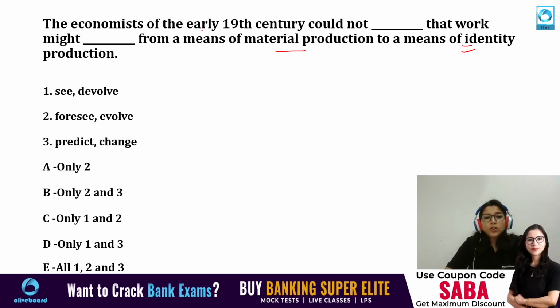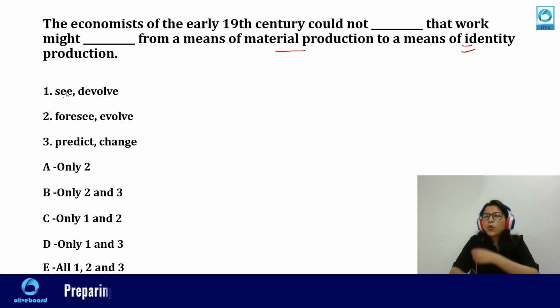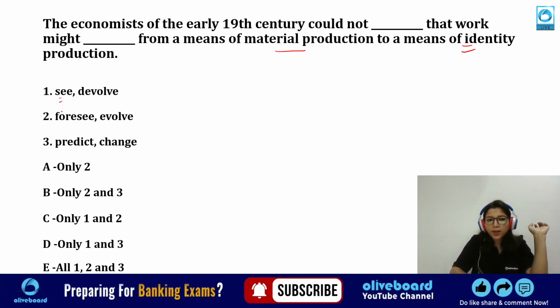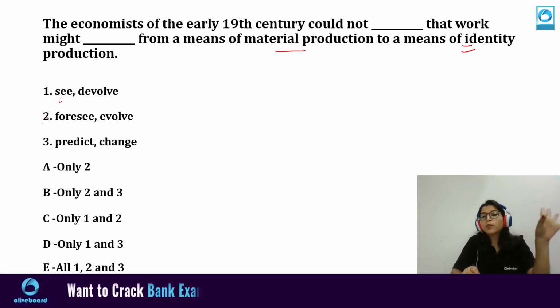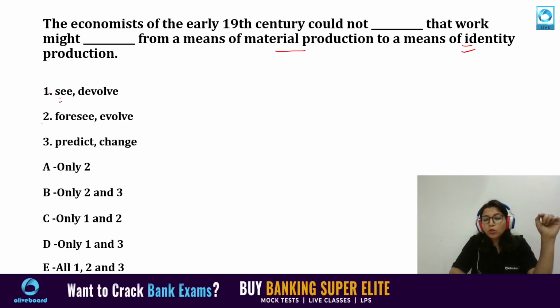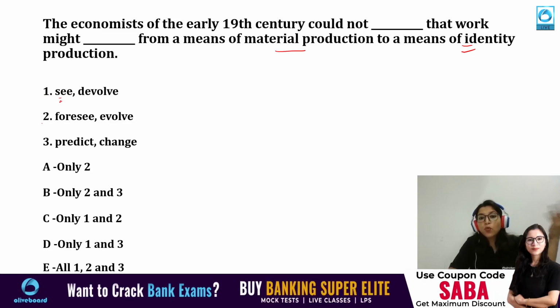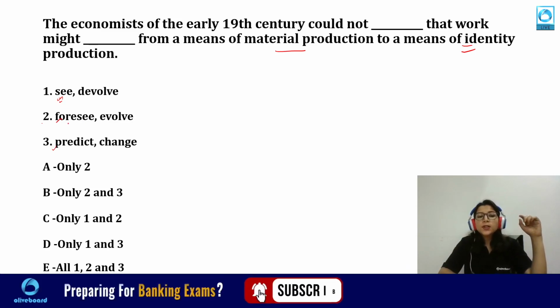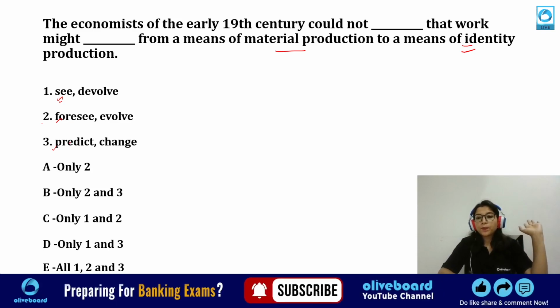Now the economists of the early 19th century could not see that. हो सकता है एक, for time being we can think कि हाँ C हो सकता है. Now here you have to choose such a pair जहाँ पे दोनों word context में fit हो जाए. तो C अगर देखेंगे तो it can fit, could not see that, foresee कह सकते, see, foresee, predict. If you go by the first blank, तो all 3 words can fit into the context. अब second word पे depend करेगा कि क्या होगा.